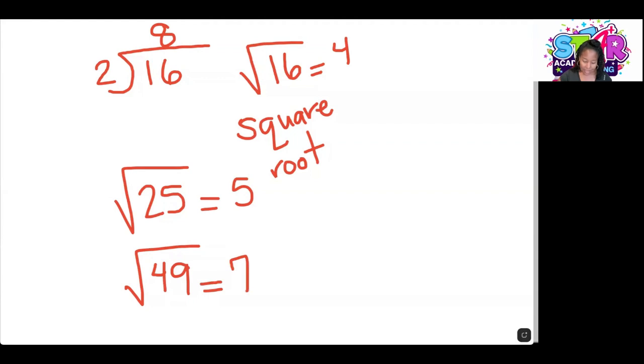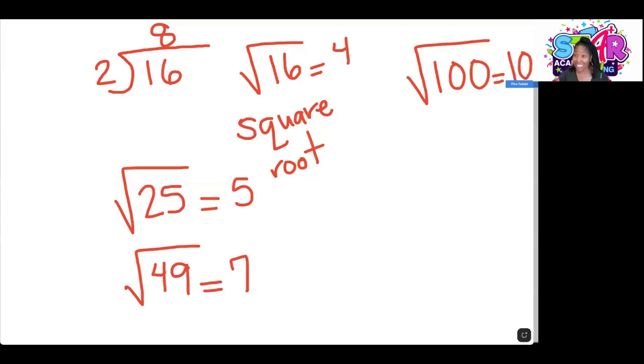Let's see. What if I had the square root of 100? What number times itself gives us 100? Isn't it true that that would be 10, because 10 times 10 equals 100? Yes. So that's what square roots is all about.